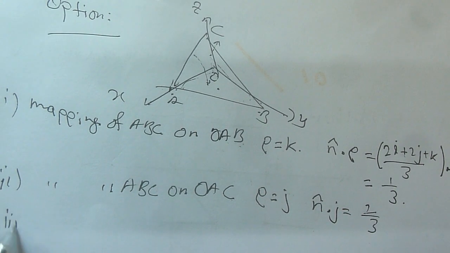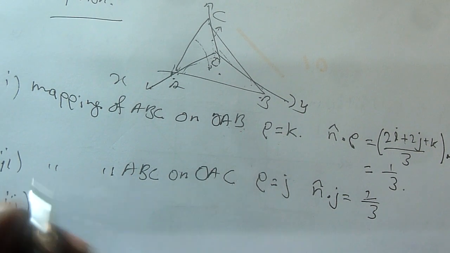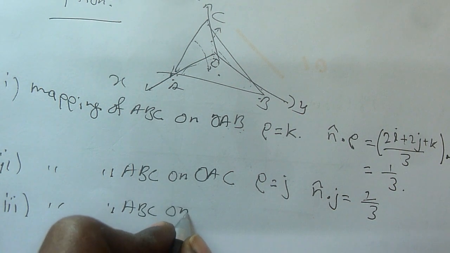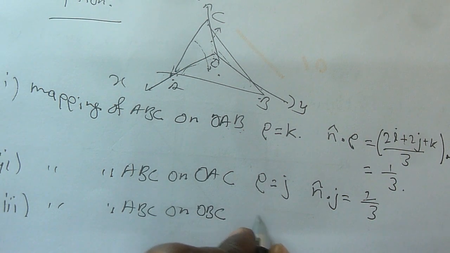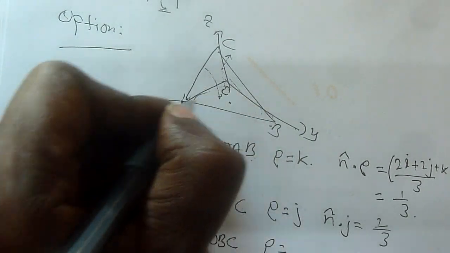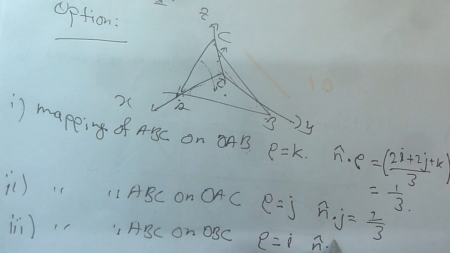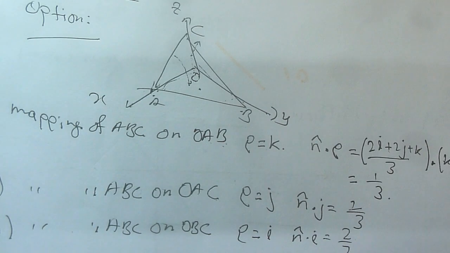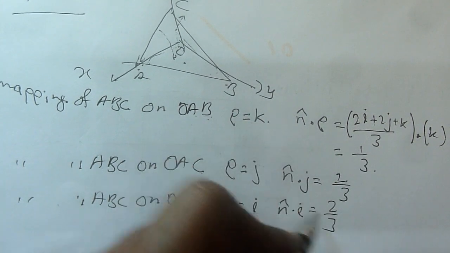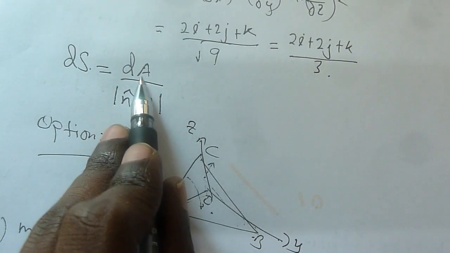What about option number 3? You don't need to do all the options. I'm showing only. This is option, remember. You don't need to do all. ABC on OBC rho. If you map it to this side, you get a I. You get a 2 over 3. Okay? You can choose any one of this, place it here, because this is the actual that you're going to refer.